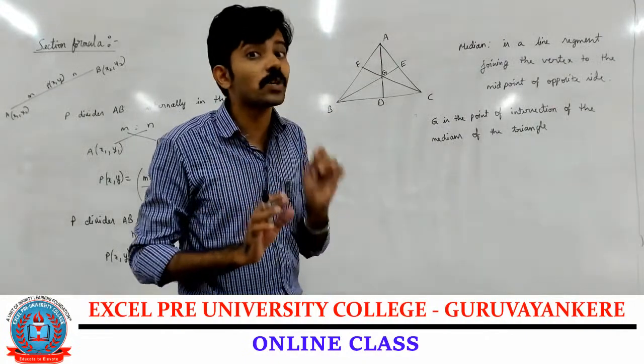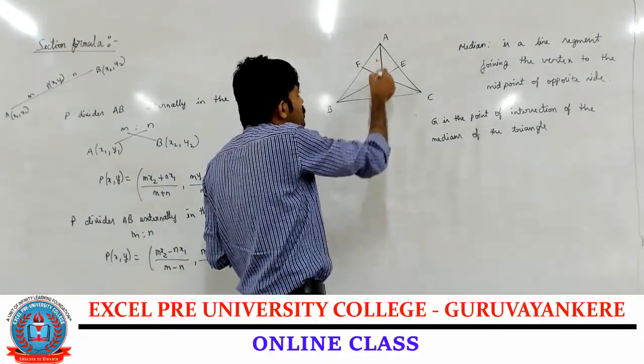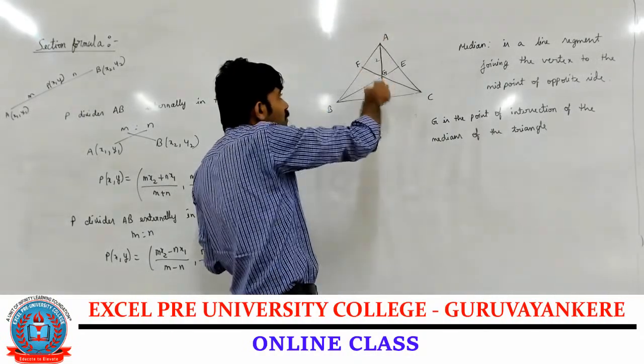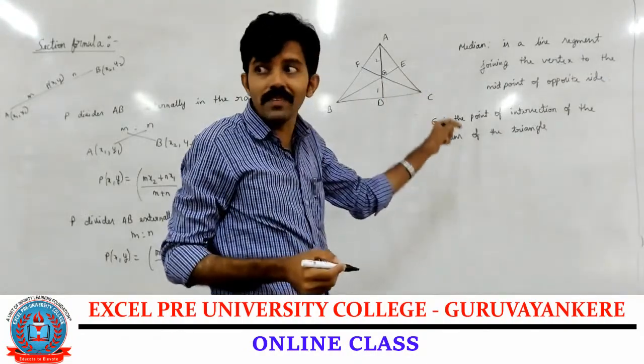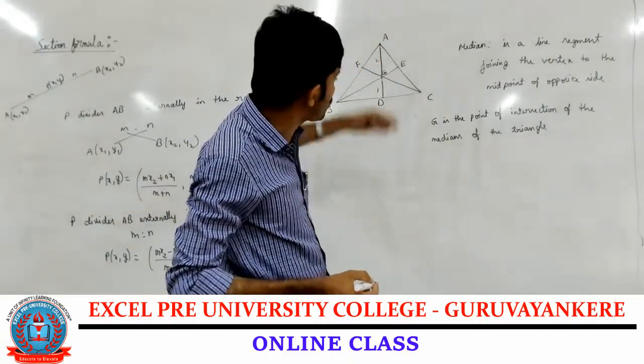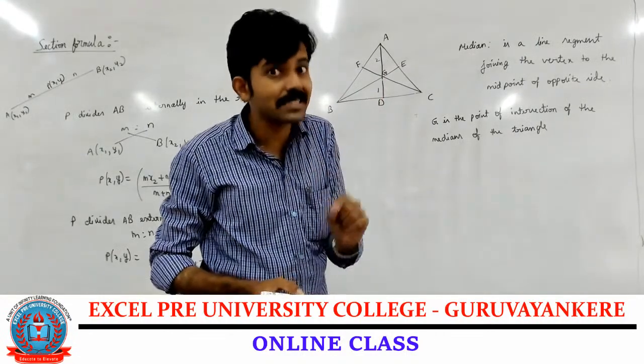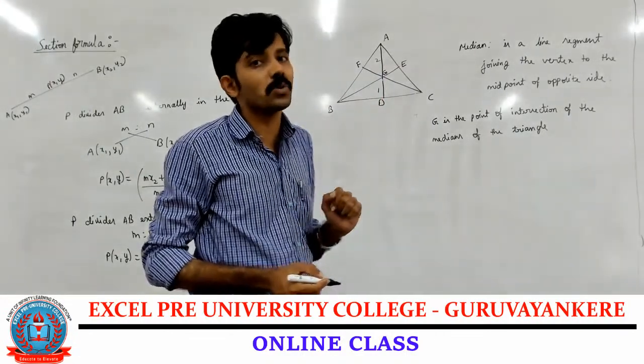Also know that the centroid of a triangle divides the median in the ratio 2:1. Centroid G divides the median in the ratio 2:1. 2 is towards the vertex side, 1 is towards the opposite side. Okay, must know this. Centroid divides the median in the ratio 2:1.